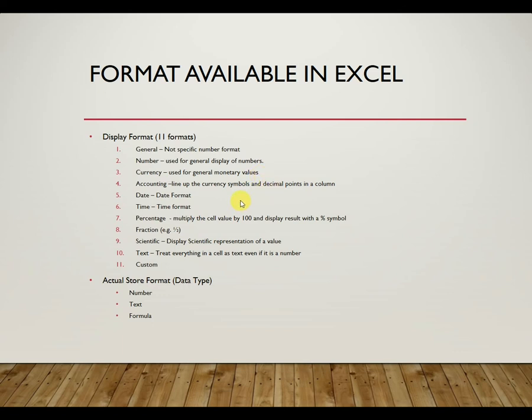It can be a date format, a time format as well, or a percentage, which means it will multiply the cell value by 100 and then display the result with a percentage symbol. It can also be a fraction, or scientific values. It can also treat the values as text. And the last one is more fun: you can specify your own way to display the values in the cell.